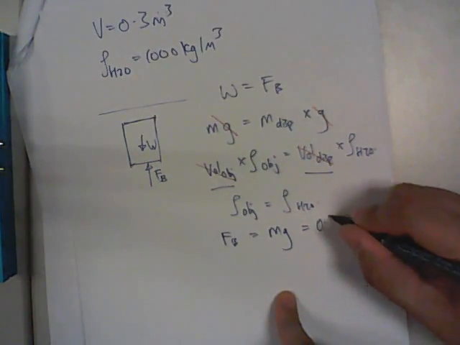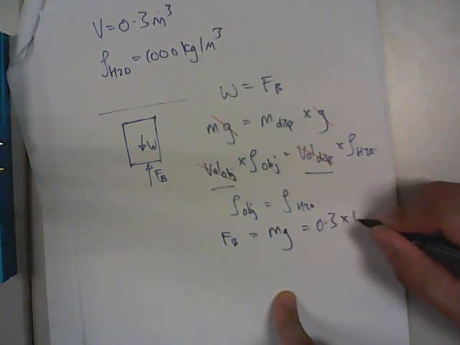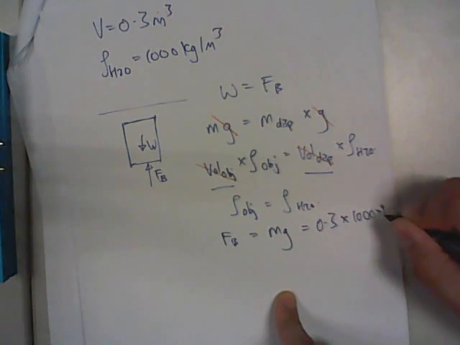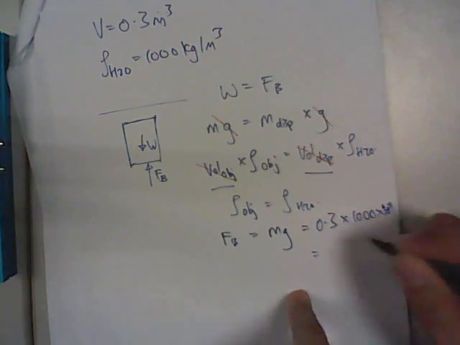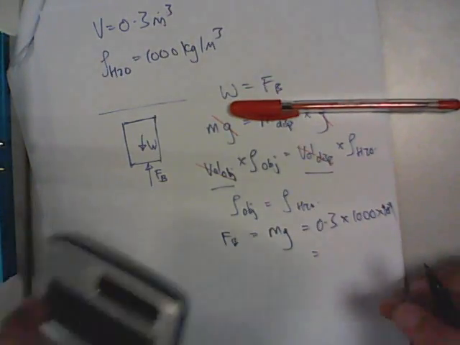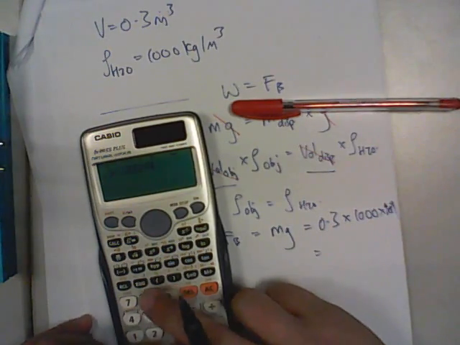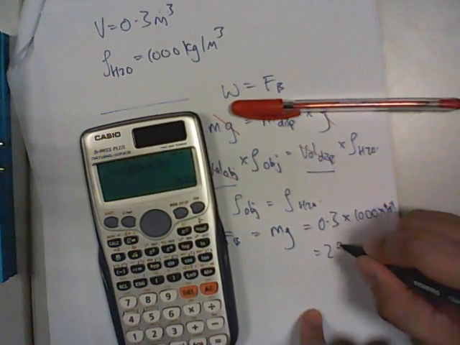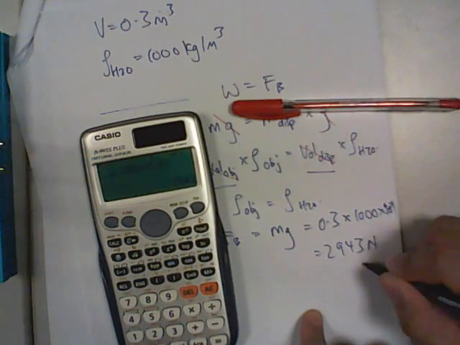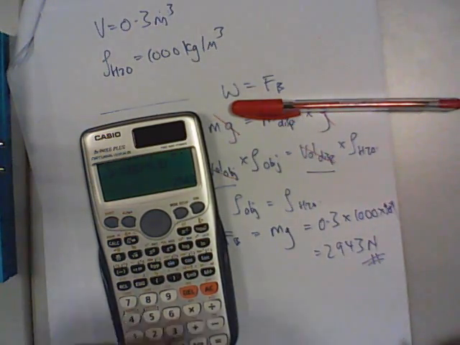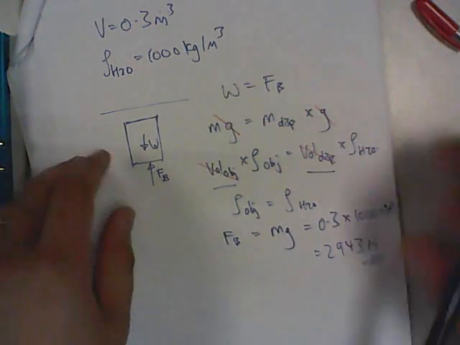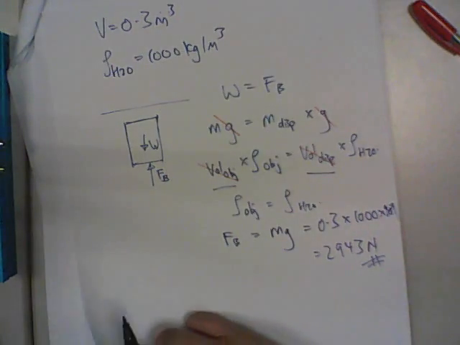Buoyancy force, yeah. So you will have 0.3 volume times density of water times 9.81. Okay. And you get 2943 newtons. So this is question example 1-2.